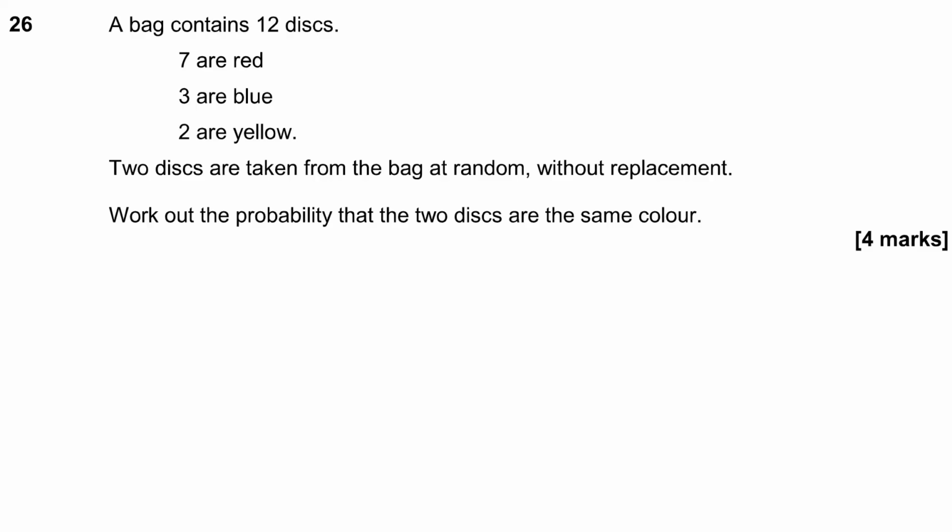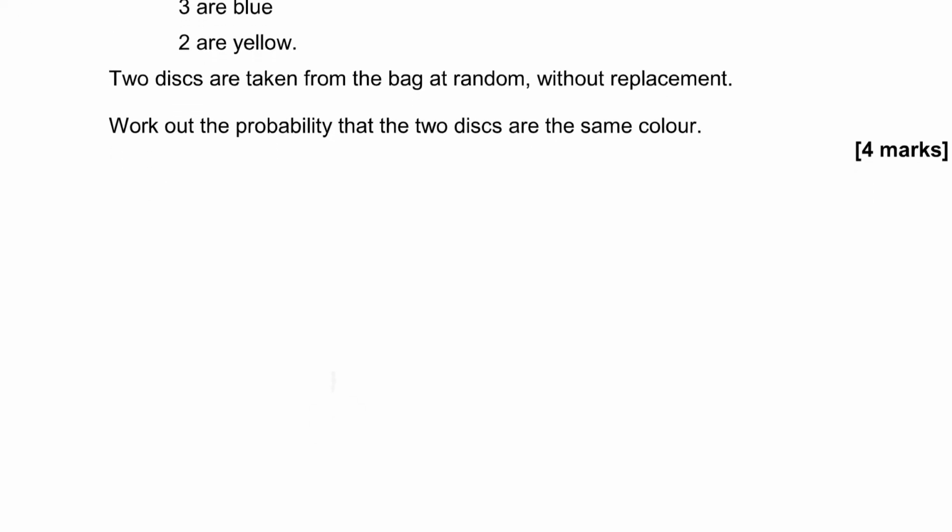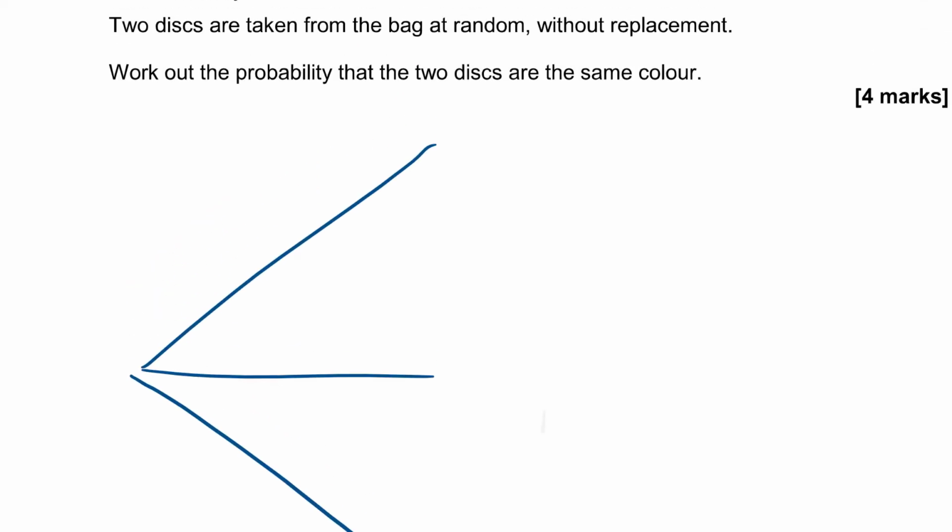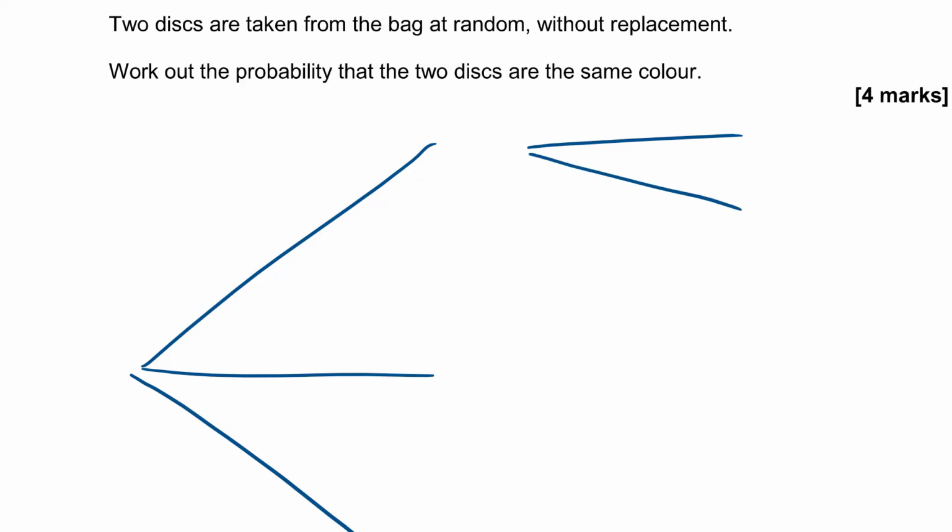Work out the probability that two disks are the same color. Okay, well, it doesn't tell you to do this, but this lends itself quite well to a tree diagram. Although it's going to be quite a busy tree diagram because we've got 3 branches for each of the 2 selections. So anyway, let's draw it. First selection has got 3 branches, and then our second selection has got 3 branches. So our tree diagram is going to look something like that.